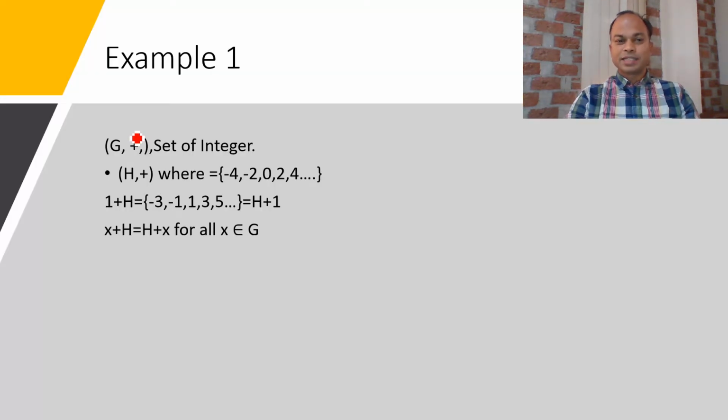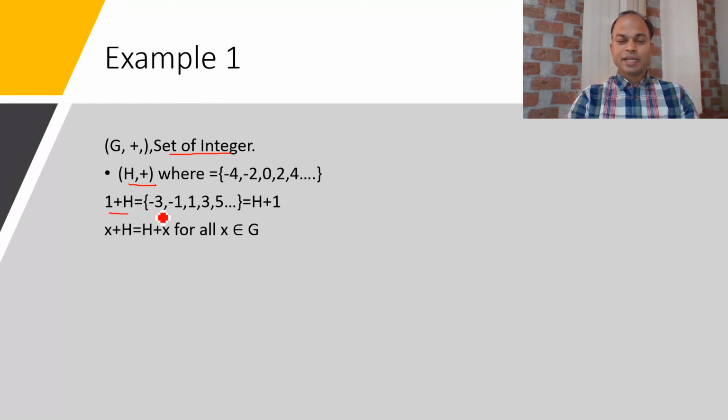If we talk about an example of the normal subgroup, we have group G under operator plus, and this set is the set of integers. We are taking the subgroup H under plus, where H is -4, -2, 0, 2 and 4. We are computing the left coset. Left coset is 1 plus h because the operator is plus. If the operator is multiply, then left coset will be 1 multiply h. But here plus is given, therefore left coset will be 1 plus h.